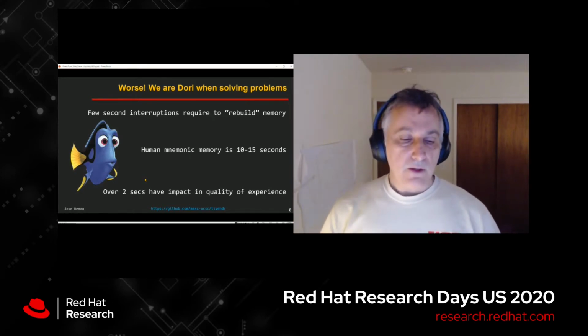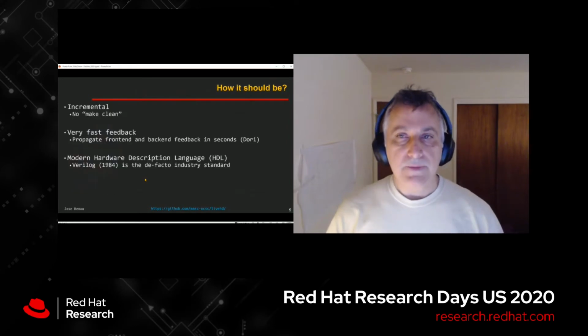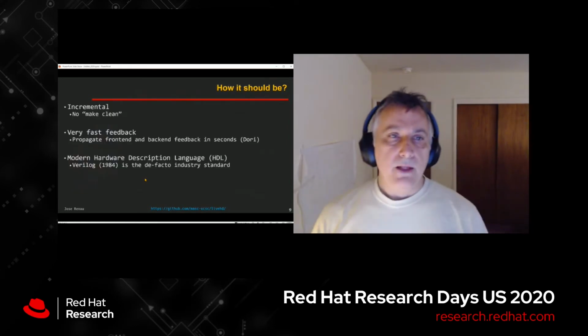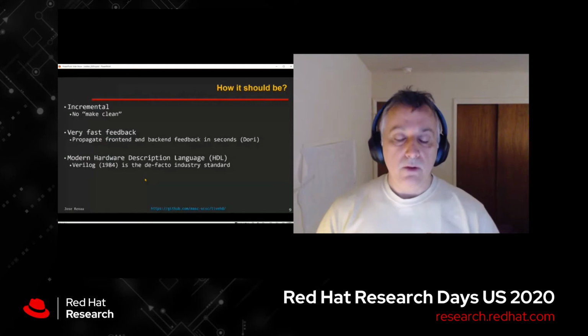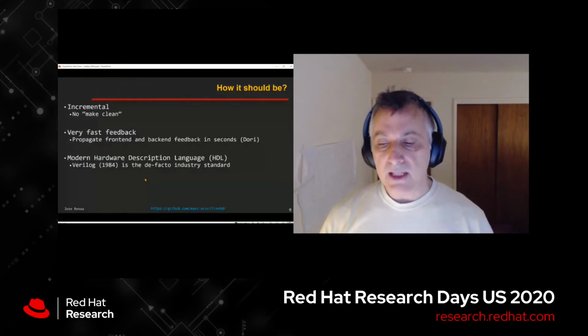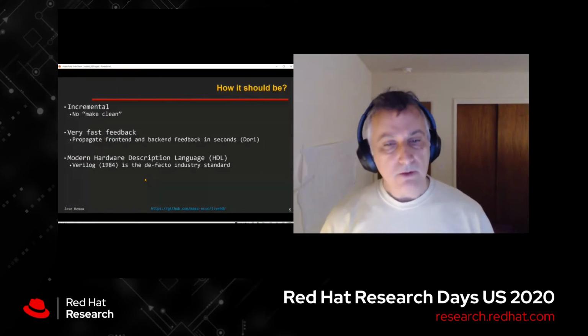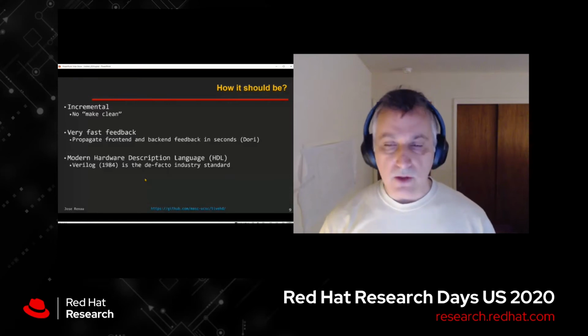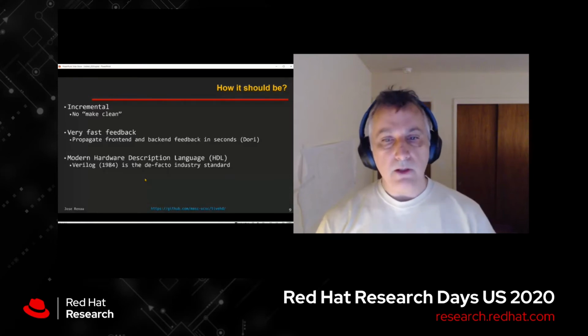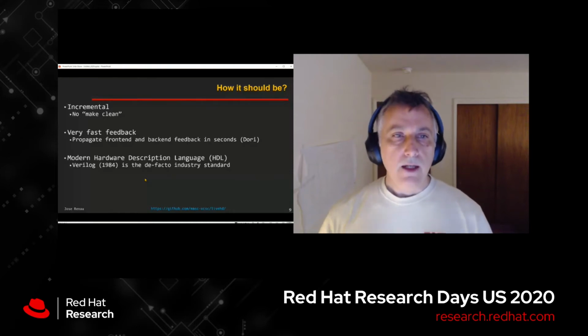The tools are giving response times much longer. So how should it be? We should have an incremental flow. I sort of make make clean the enemy of my flow. It should support make clean because sometimes you want to do it, but you should never work assuming that you have to do a make clean. It should be very fast feedback.